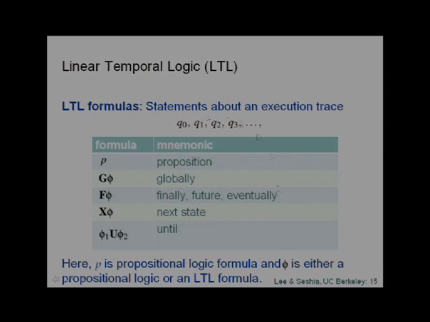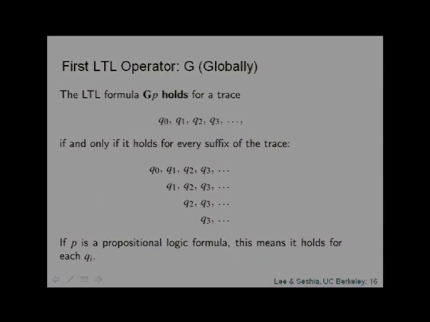Formally we say that G of P, where P is some proposition for this slide, holds for a trace if and only if it holds for every suffix. So it holds for the trivial suffix, it holds for the suffix starting at Q1, it holds for Q3, etc., and so on ad infinitum. There's something slightly ambiguous about this slide, so let me clear this here. We say the LTL formula GP holds for a trace if and only if P holds for every suffix of the trace. So that word should be P.